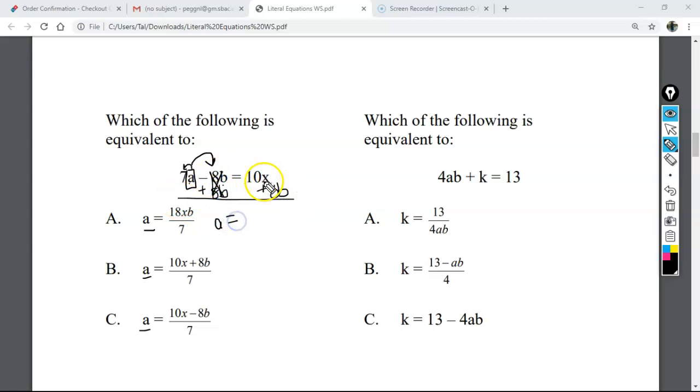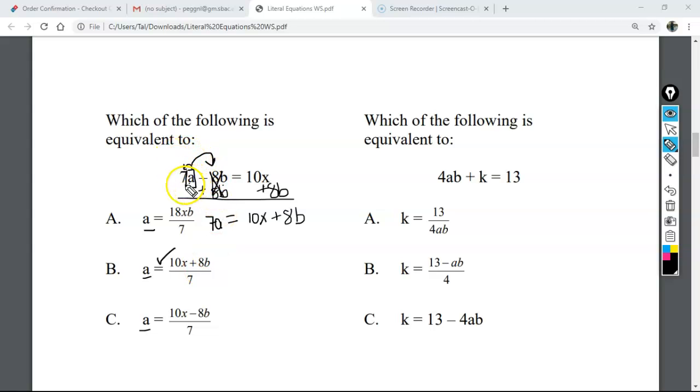I have A equals 10x plus 8b. Okay, I'm sorry, we have a 7 still stuck on here. All right, so we're getting close because I see here a 10x plus 8b, so that's the first choice. I also see here that this is 10x minus 8b, but I don't know for sure should I have a minus. Let's go back and check it out.